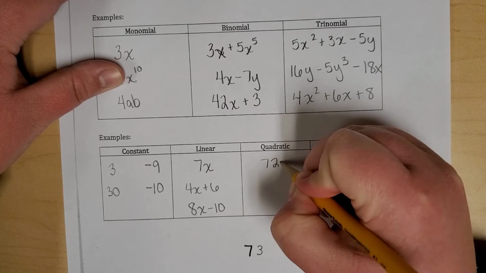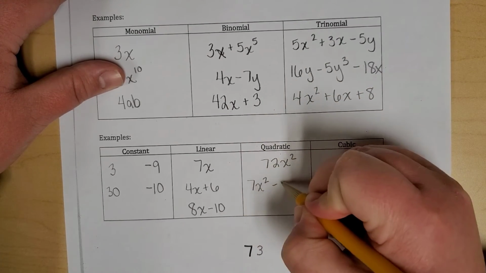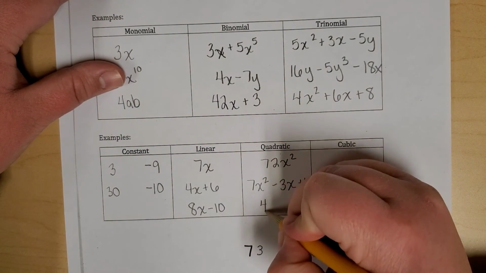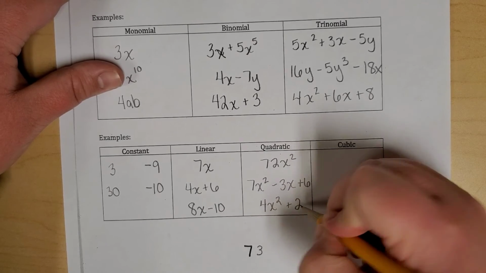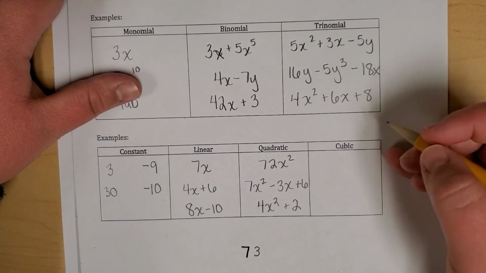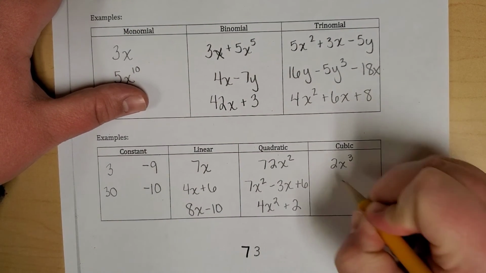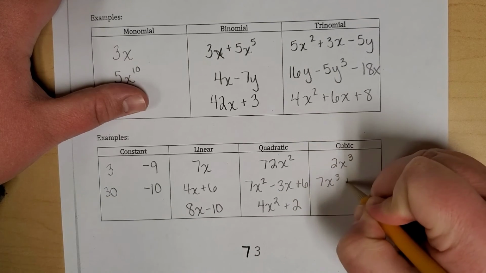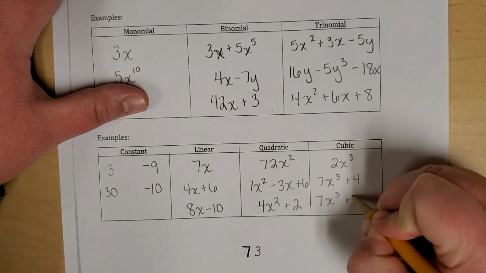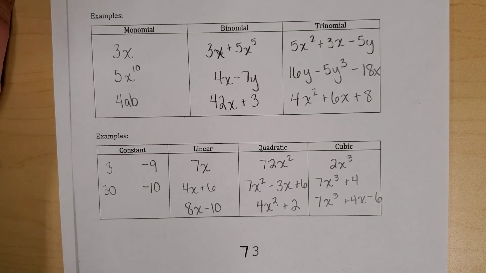So for example, I could have 72x squared. I could also have 7x squared minus 3x plus 6. I could also have 4x squared plus 2. All of these have an exponent of 2 as the biggest exponent, so they're all quadratic. And the last one is cubic. That means the biggest exponent is 3. So for example, I could have 2x cubed. I could have 7x cubed plus 4. I could have 7x cubed plus 4x minus 6. All of these are cubic functions.